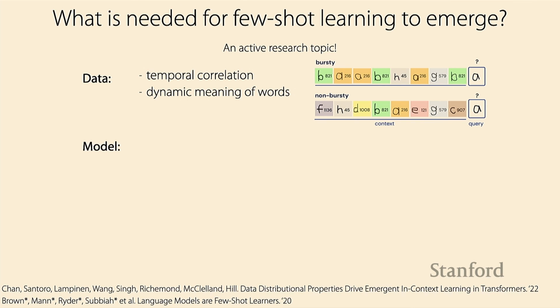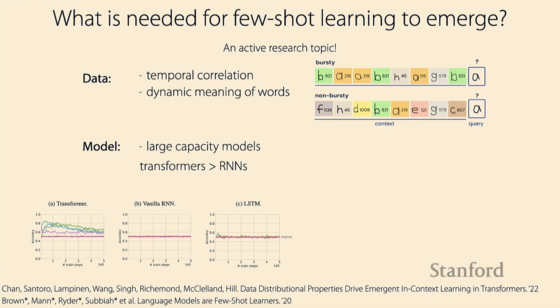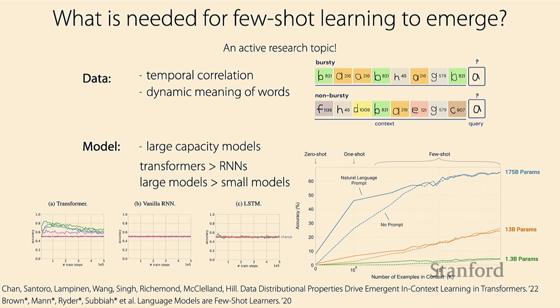And then also there's some work suggesting that different aspects of the model are important. The biggest number one thing is that the model has a high capacity. People have found that transformers are much better at giving you capacity than things like LSTMs and RNNs. And so here's a plot of few-shot learning accuracy for these different architectures. And then also larger transformers are better than smaller transformers. In the GPT-3 paper, they showed that a 175 billion parameter model was much better at few-shot learning than some of these smaller models.